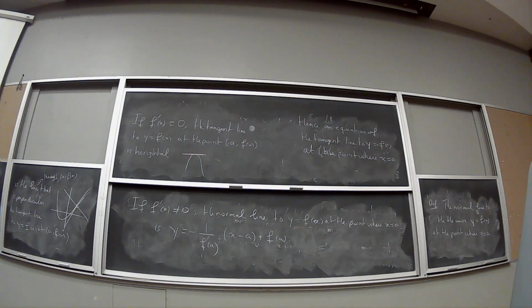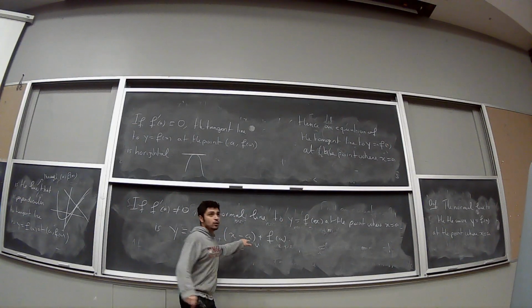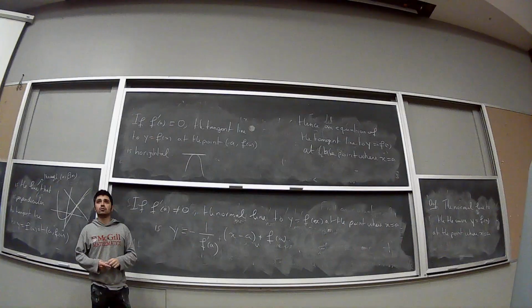You have a tangent line. What is the slope of the tangent line? It's f prime of a. So what is the slope of the normal line? It's -1 over f prime of a, because the product of the two slopes is -1. Now you have the slope, -1 over f prime of a, and you have a point on the line which is a, f of a, and hence you can get an equation of the normal line.